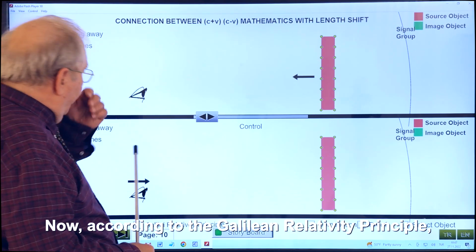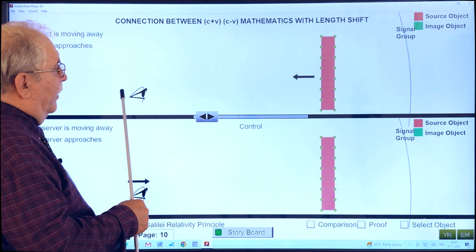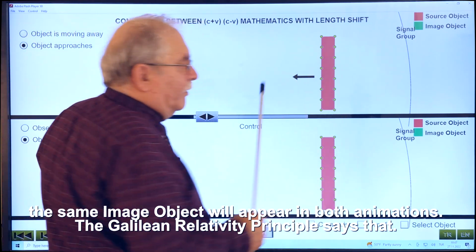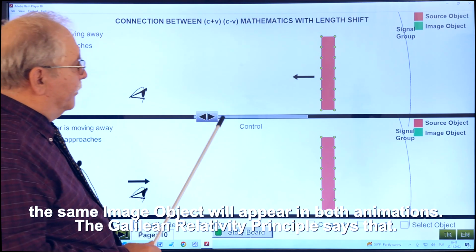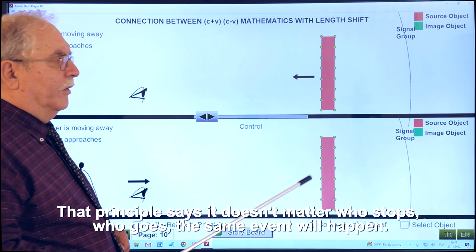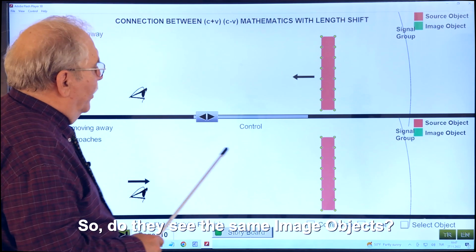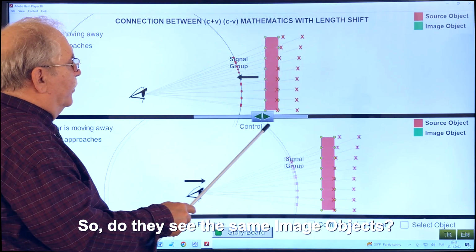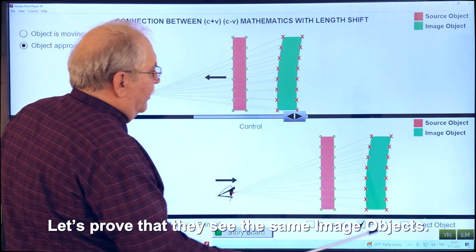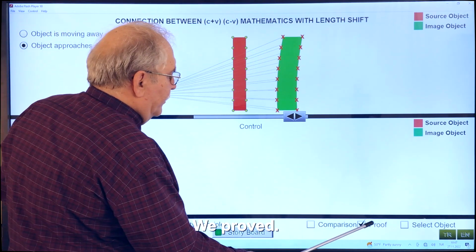Now, according to the Galilean relativity principle, the same image object will appear in both animations. The Galilean relativity principle says that. That principle says it doesn't matter who stops, who goes, the same event will happen. The observers will see the same image objects. So, do they see the same image objects? Let's prove that they see the same image objects. We proved.